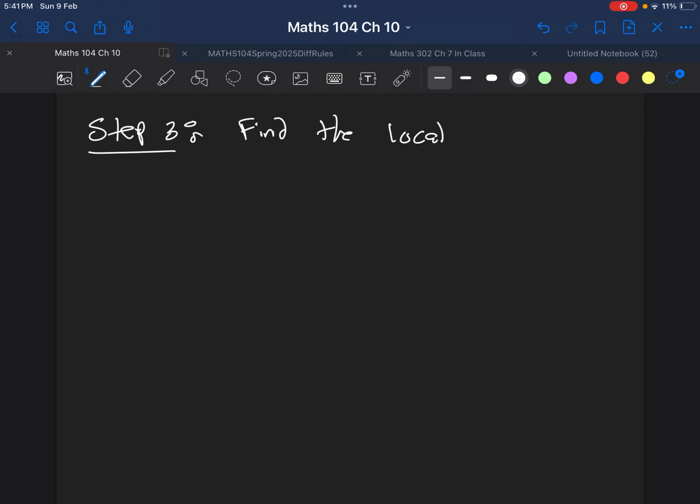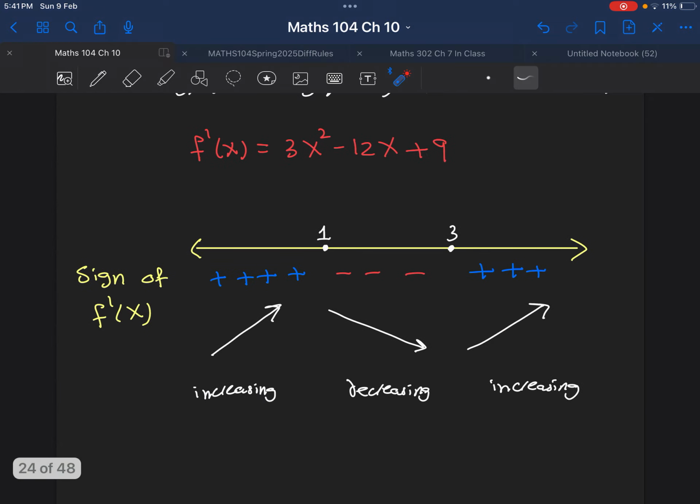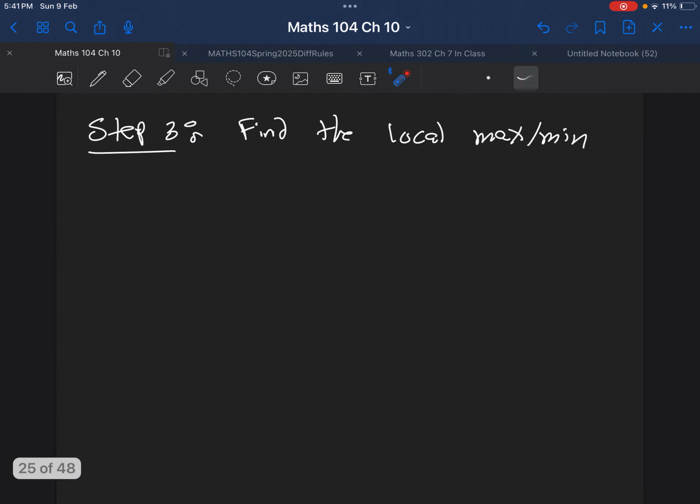Find the local maximum/minimum. Now, how do we find the local maximum and minimum? We look at 1. Is it maximum or minimum? That's the big question for today. Because it's increasing and then decreasing, it is a maximum. This one is decreasing and then increasing, this is a minimum.